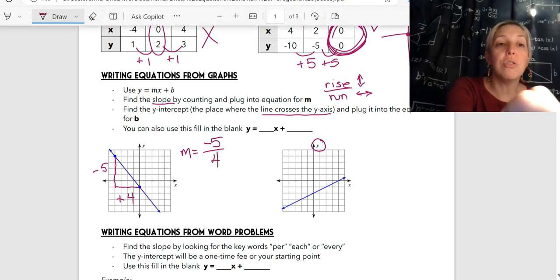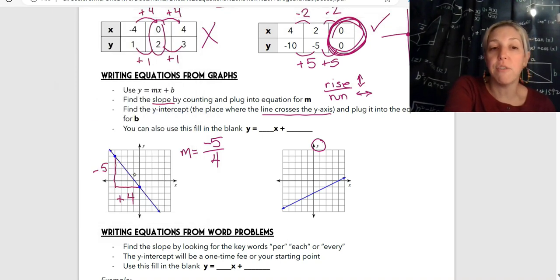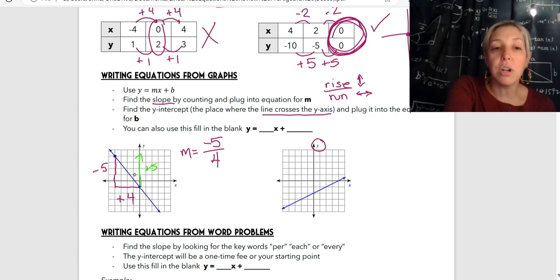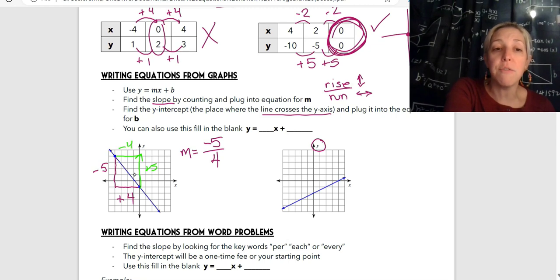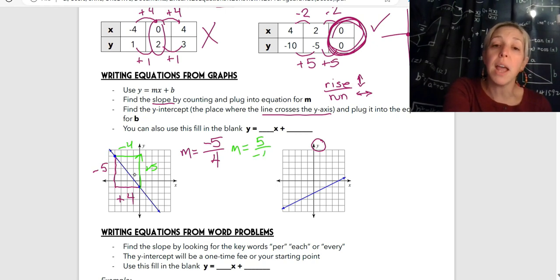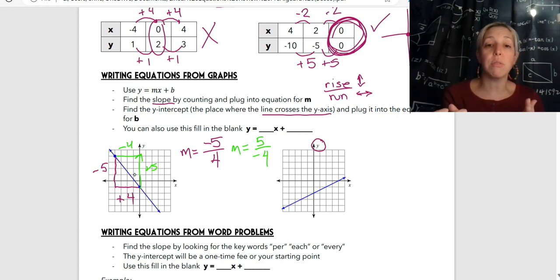Now I'm going to do this in a different color so you can see. Let's say that you decided to get from that point to that point. You're going to start here and you're going to go up 5. And then you're going to go backwards, which would be -4. You still get the same thing. It is okay for your slope to be +5 over -4. It's the same thing, all right? So don't be afraid that you're going the right way or that you need to start with this point. As long as you watch your negatives, either one is fine.